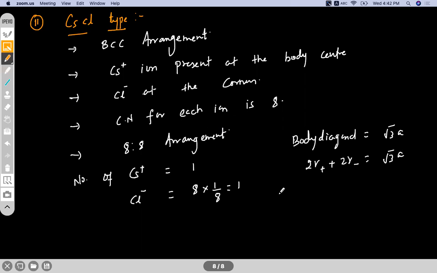Examples for this type of crystal we have CsBr, CsI, TlCl, TlBr, etc.